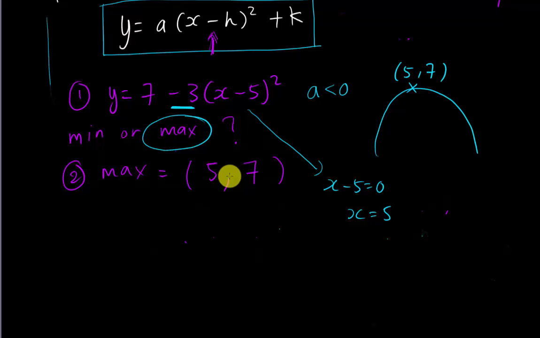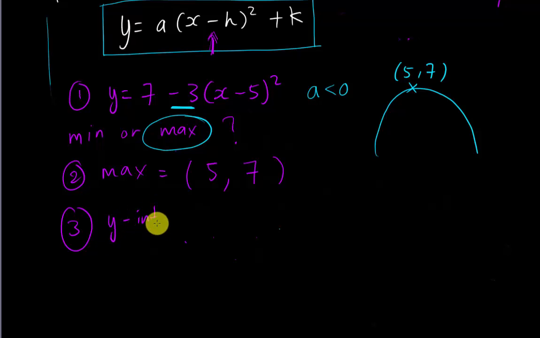Then if I want to sketch the graph, just now I said we need to know the shape, we need the maximum or minimum coordinates, and what else do we need? We need to know my y-intercept. How do we find the y-intercept? We just make x equals 0. So I substitute 0 into my equation.